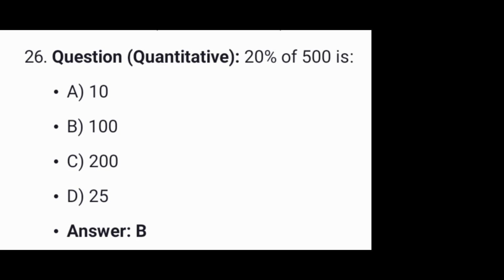20% of 500 is what? A 10, B 100, C 200, D 25. The answer is B. How come?